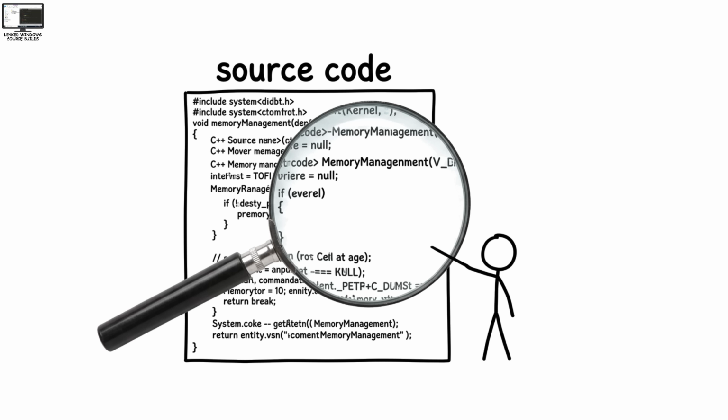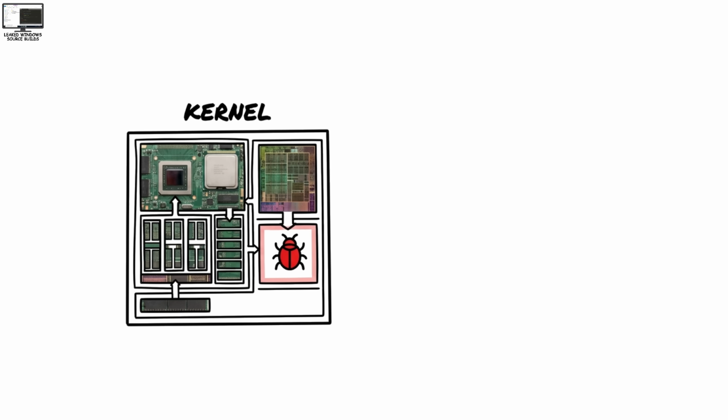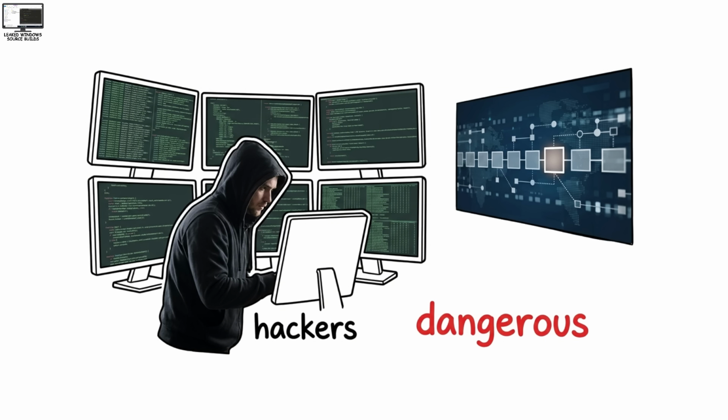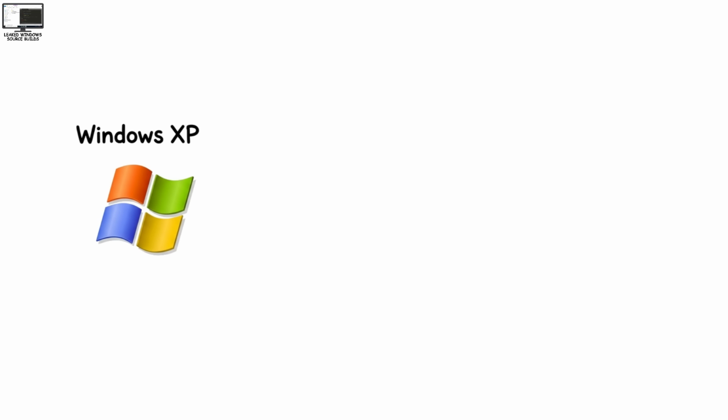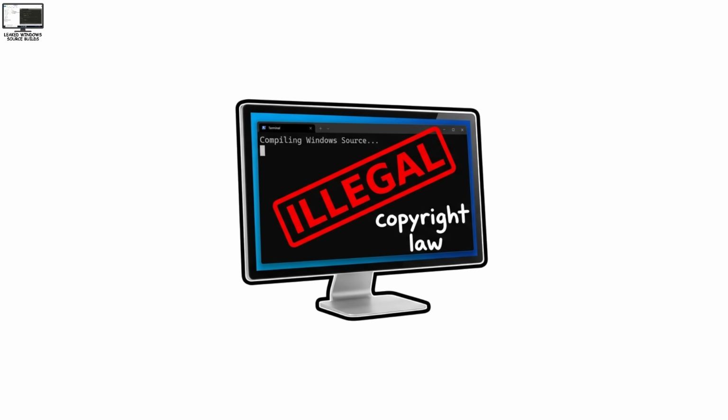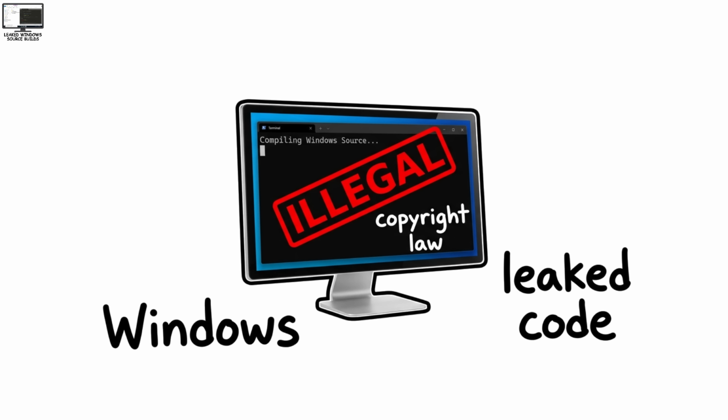When source code leaks, anyone can read how Windows works at the deepest level. They can see how the kernel handles memory, how the networking stack is built, and find bugs that Microsoft never patched. This is dangerous because hackers can study the code and find security holes, called vulnerabilities, that still exist in newer versions. Some code from Windows XP is still present in Windows 10 and 11. People can also compile their own version of Windows from leaked code, which is completely illegal under copyright law.